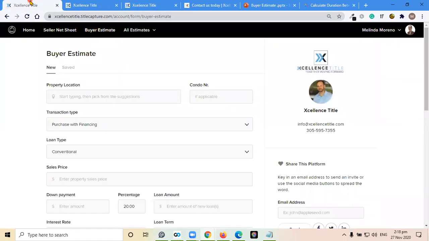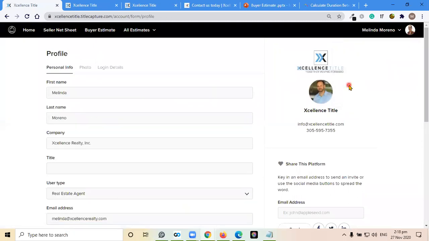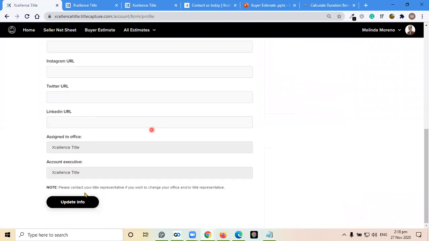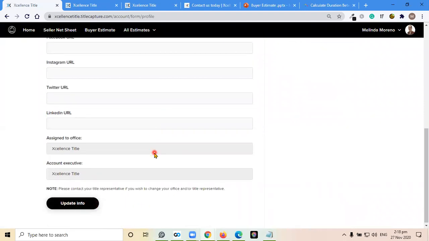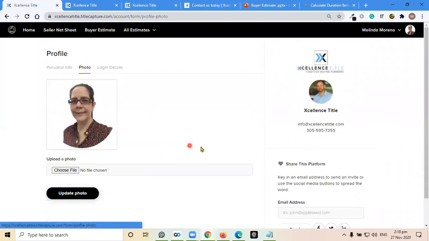please go to your profile by clicking on the circle on the top right corner and click on profile and put in all of your information and click update info at the bottom. And also add your photo, guys, so that when you download the PDF, all of your information is going to come out on the estimate.